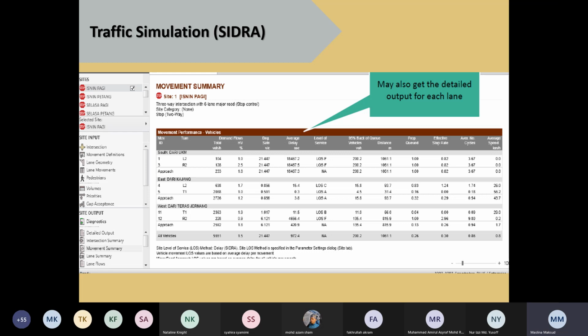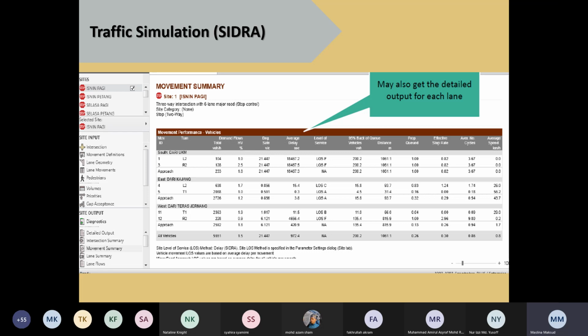So from this SIDRA, you can get your level of service, the degree of saturation, the average delay, the queue length of the vehicle, the effective stop rate, the average number of cycles, and the average speed. So this is the common one.